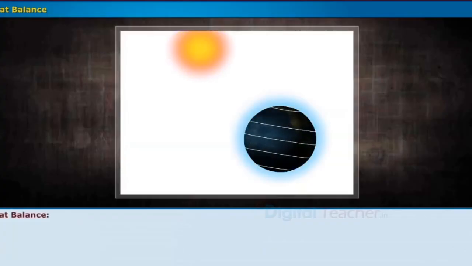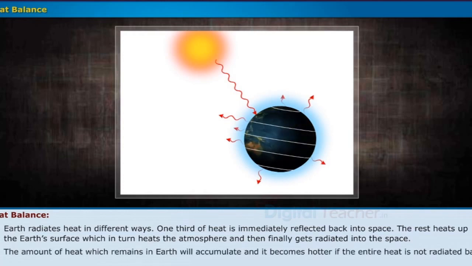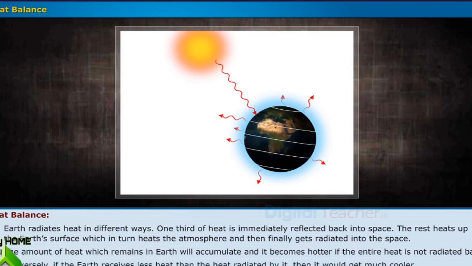We will now look at the heat balance. Earth radiates heat in different ways. 1/3 of heat is immediately reflected back into space. The rest heats up the Earth's surface, which in turn heats the atmosphere and then finally gets radiated into space. The amount of heat which remains in Earth will accumulate and it becomes hotter if the entire heat is not radiated back.